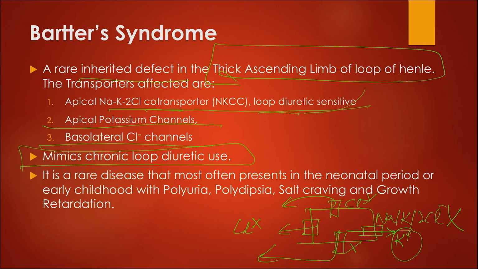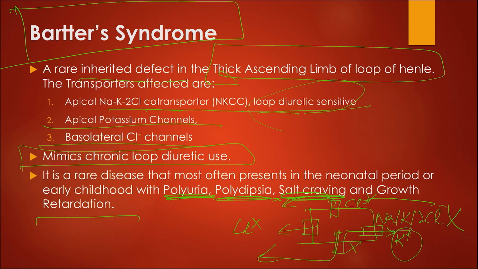of loop diuretics. So that means they must be having increased urination, that is polyuria. They have polydipsia, they drink a lot, they have salt craving because salt is getting excreted out with urine, and these patients have growth retardation as well. If you want a detailed video on Bartter syndrome, just drop a comment. I will make a detailed video on Bartter syndrome.